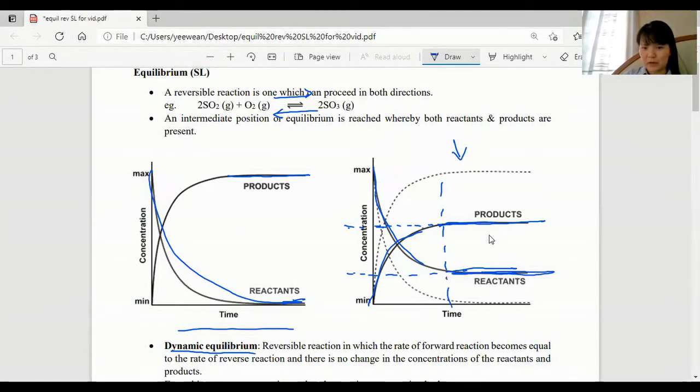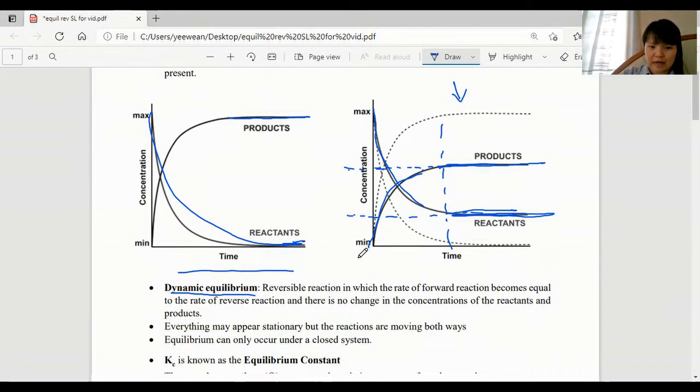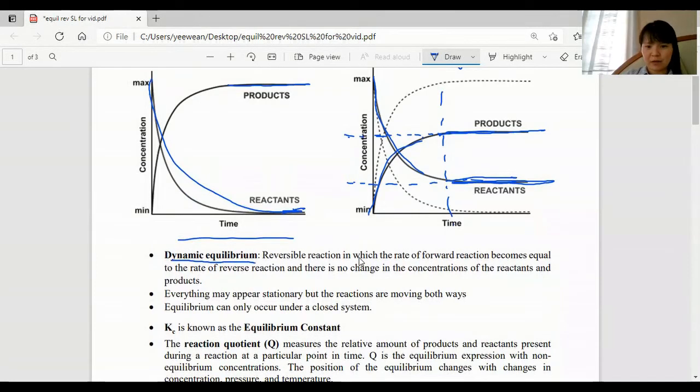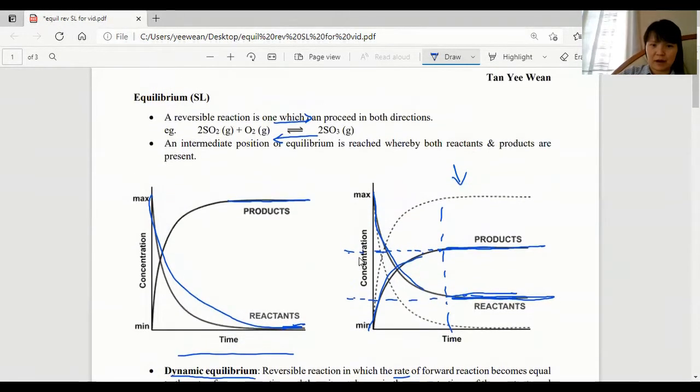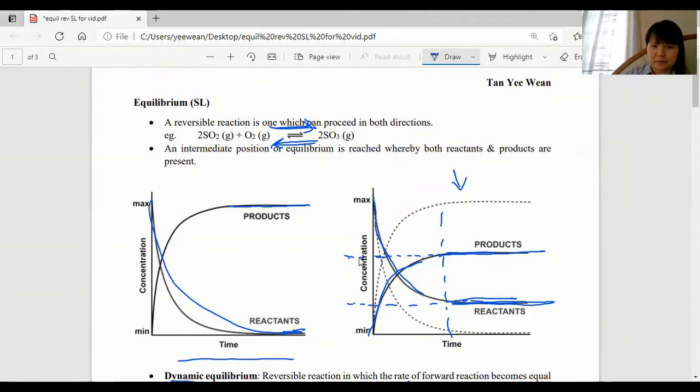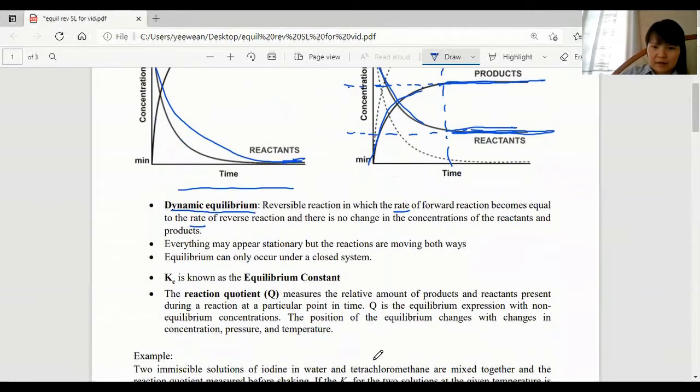So at this time is when it reached an equilibrium. We call that dynamic equilibrium. That is the time where the rate of the forward reaction is equal to the rate of the reverse reaction. It looks as if there's no reaction, nothing's going on, but actually the reactions are still going both ways. The concentration doesn't change anymore, so it's already stabilized here, and that's the point where it reached dynamic equilibrium. Everything may appear stationary, but they're actually not. They're just moving both ways.